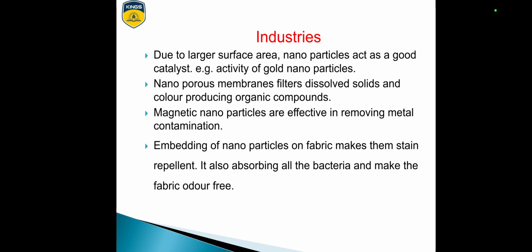In the industrial area, due to larger surface area, nanoparticles act as good catalysts. Example, the activity of gold nanoparticles. Nanoporous membranes filter dissolved solids and color producing organic compounds. Magnetic nanoparticles are effective in removing metal contamination. Next, embedding nanoparticles on fabric makes it stain repellent. It also absorbs all the bacteria and makes the fabric odor free.